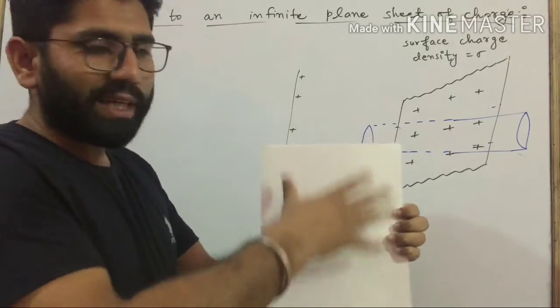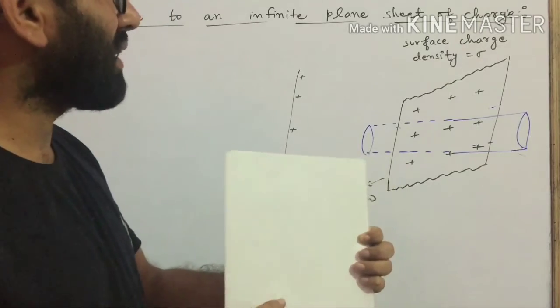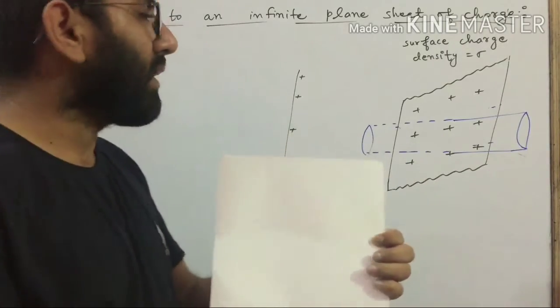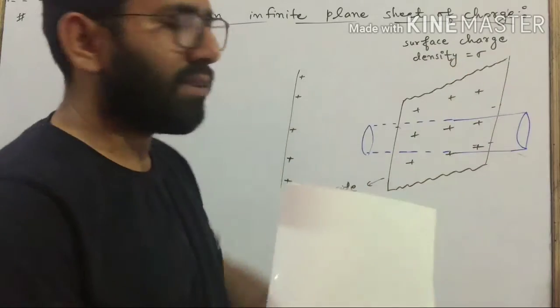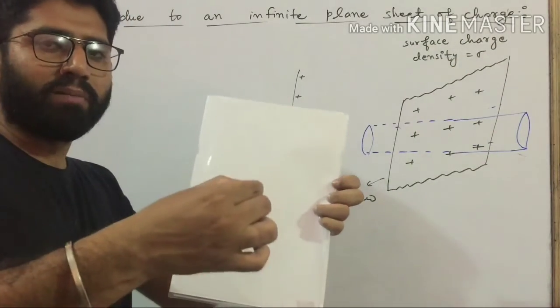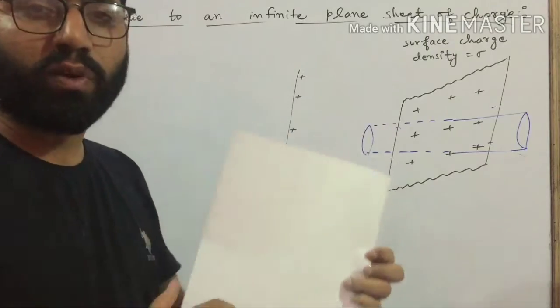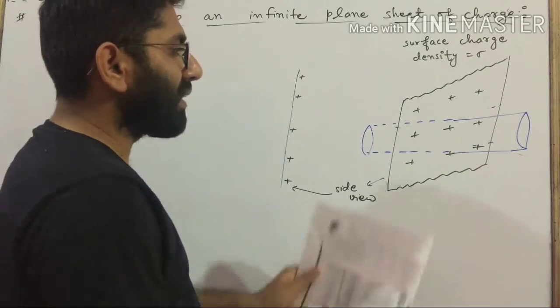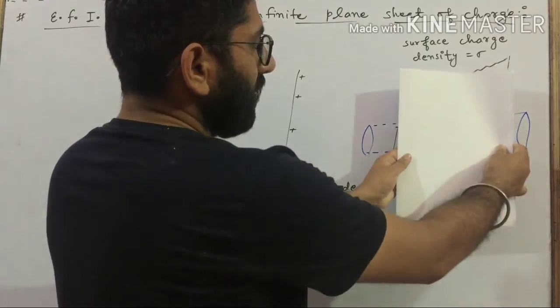So suppose on one side of this there is some positive charge which is uniformly distributed, and its surface charge density is sigma. So there is a point near this sheet where we have to find out the electric field intensity. So like this is the sheet.